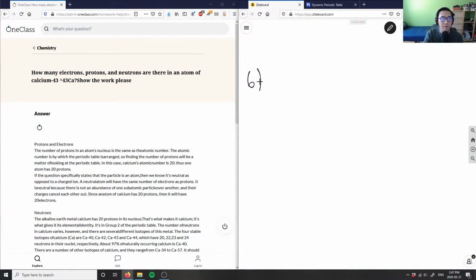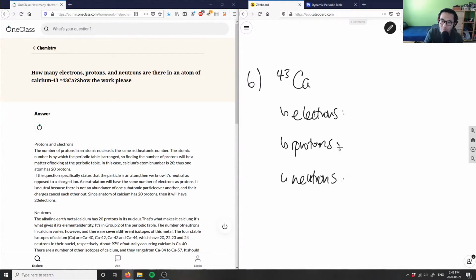Okay, so it's asking how many electrons and protons and neutrons are in an atom of Ca43. Electrons, protons, and neutrons. So every time we look at this, this here is an isotope.